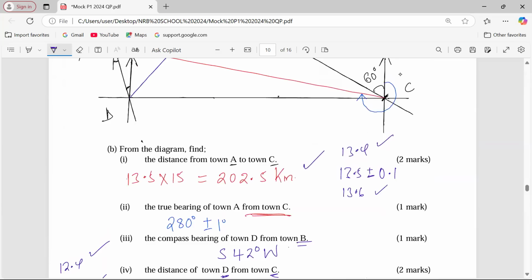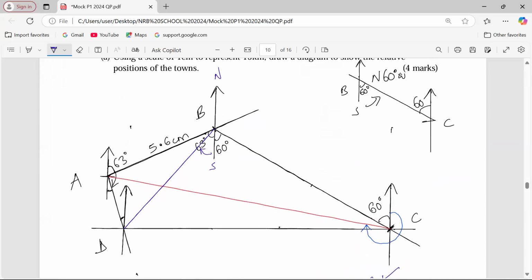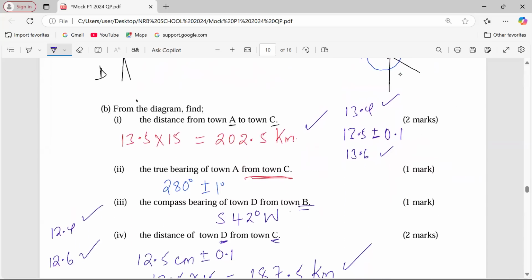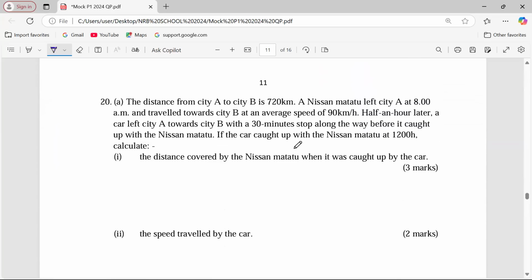So that is the question on scale drawings, specifically distances and bearings. A very simple question to interpret, and I hope that you guys have understood it.